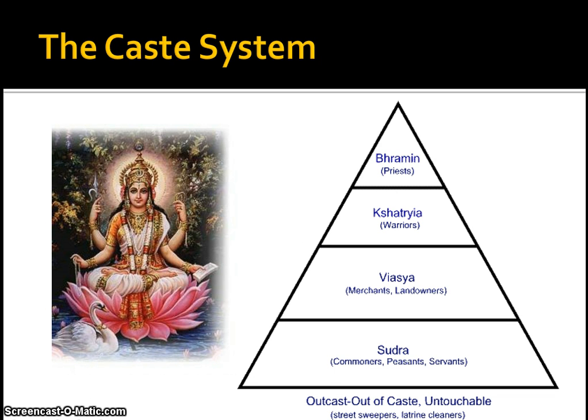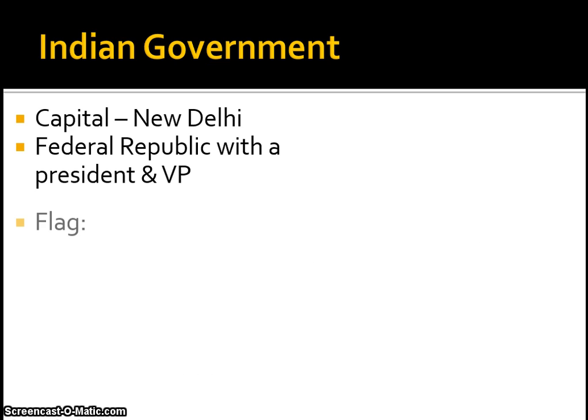This is simply a hierarchy visual for you to look at to see that most people fall at the bottom couple of tiers, with the outcast being even below that, and then the Brahmin being the very few, so it's the smallest portion of the pyramid, and those are the priests or the teachers of Hinduism. Now let's talk about Indian government.